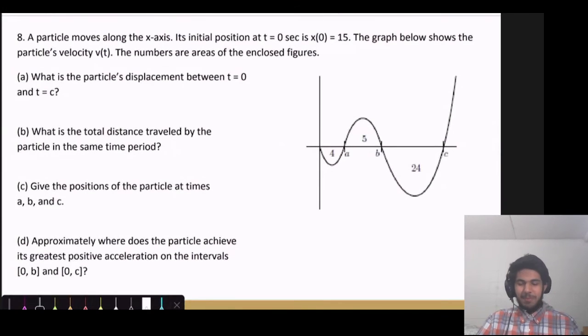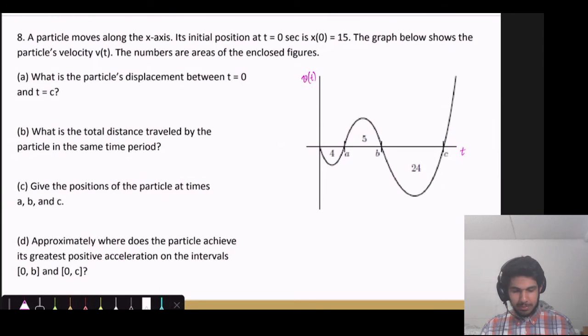Another physics problem. A particle moves along the x-axis. Its initial position at t equals 0 seconds is x of 0 equals 15. The graph below shows the particle's velocity, and the numbers are areas of the enclosed figures. So let's just label our axes. Here we have velocity with respect to time, which means the x-axis is time. What is the particle's displacement between t equals 0 and t equals c?